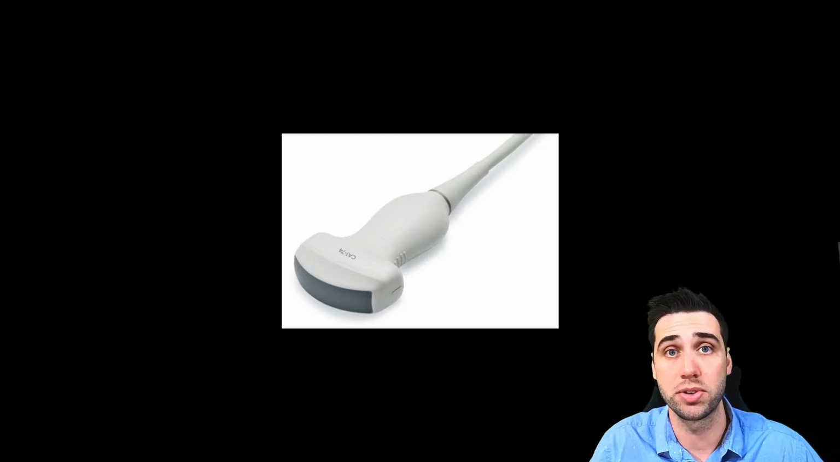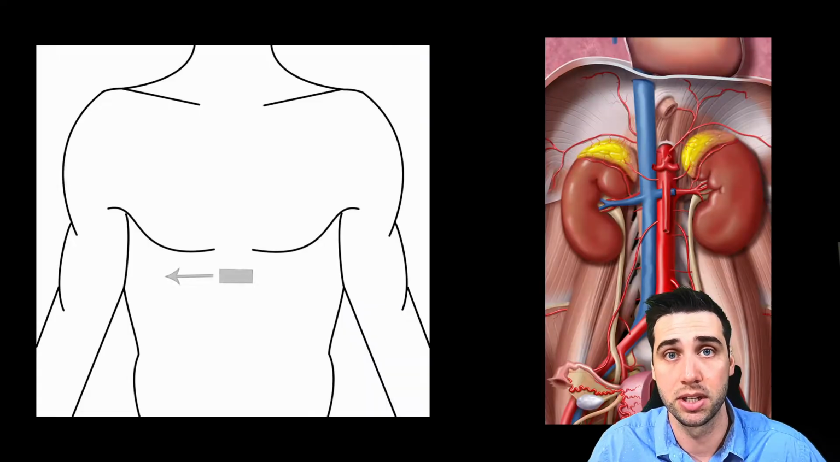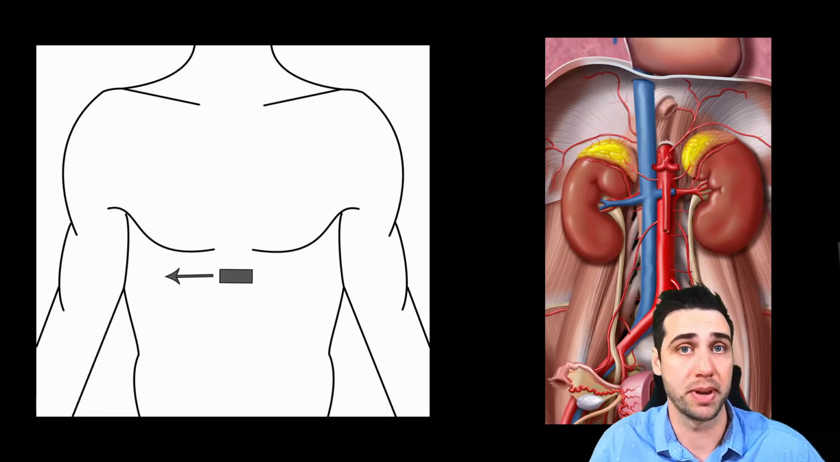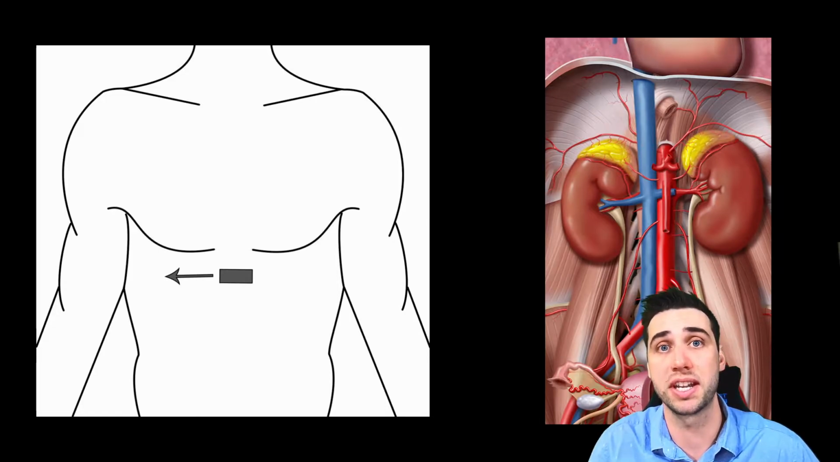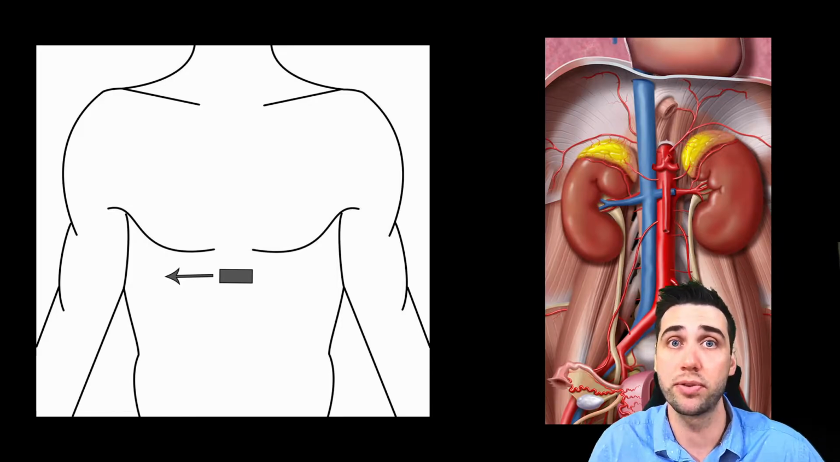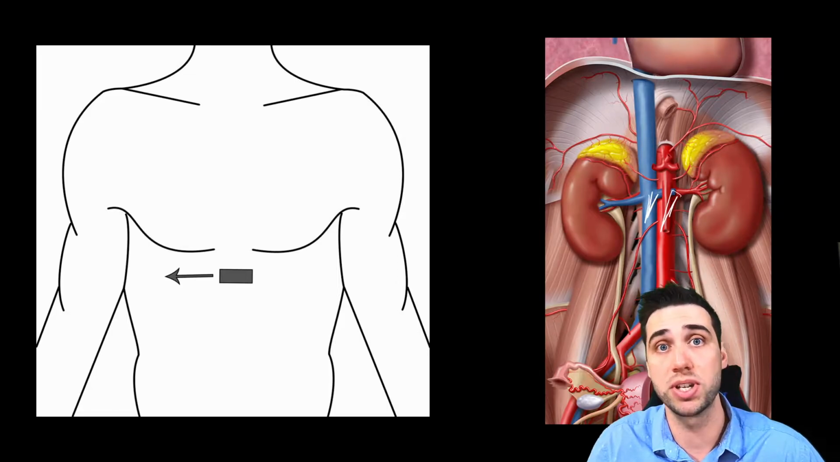First things first, you're going to be using the curvilinear probe for this exam. The probe indicator is going to be pointed towards the patient's right, as is typical for the majority of exams. You're going to start just below the patient's xiphoid process, and you're going to be looking for the aorta over here on the patient's left, and you're also going to want to identify the IVC that's going to be on the patient's right. We're going to be using the spine to find out where the aorta is.